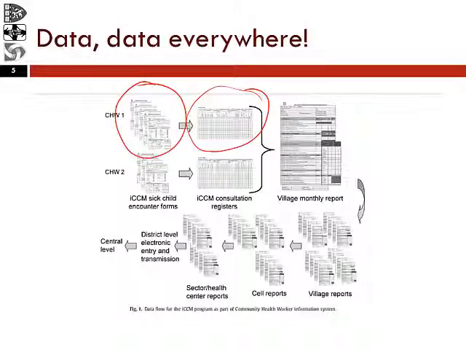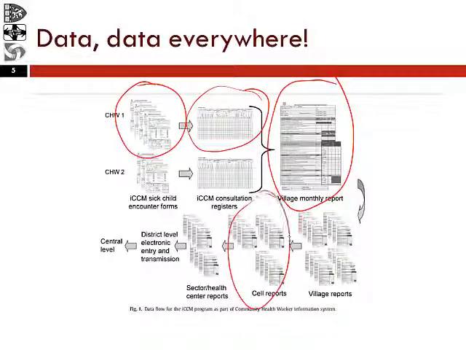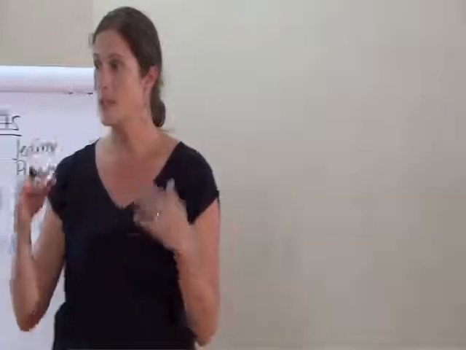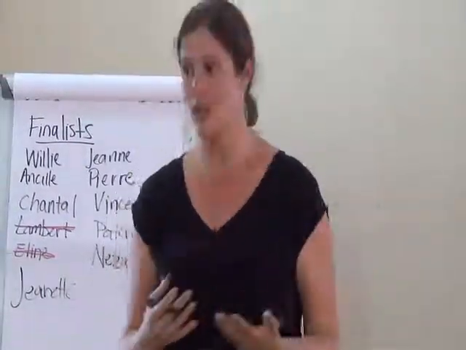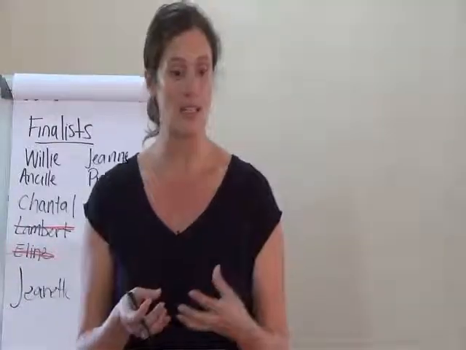So the same information, some of it is transferred into registers, and every month that data is aggregated into monthly reports at the village level. It's then aggregated into cell level reports, so multiple villages will come together and report what's happening in their village every month. It then goes up to the health center level, and then here it's entered into an electronic database. And so there's multiple levels of data. If I wanted to do something simple and quick, I could look to the electronic database. It's already in an easy to analyze form.